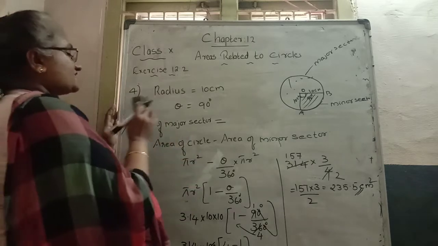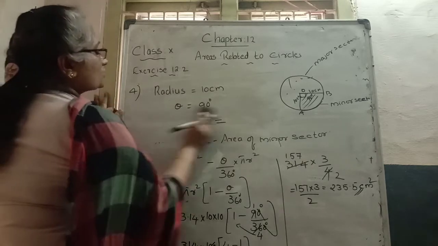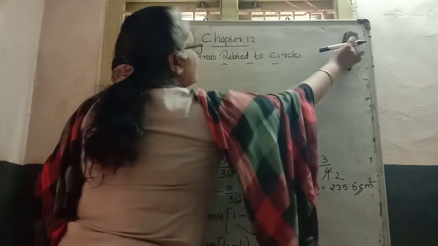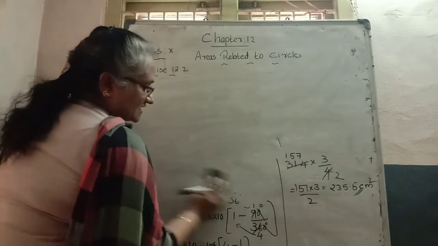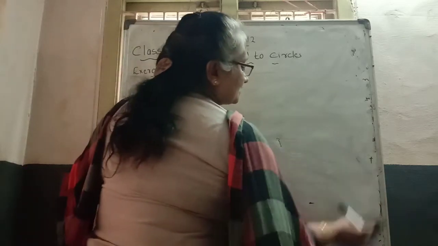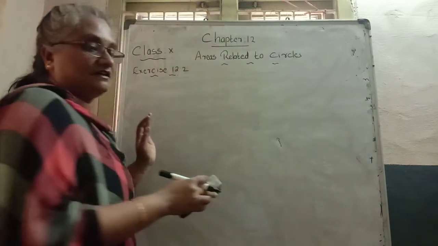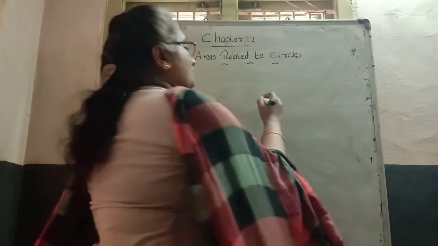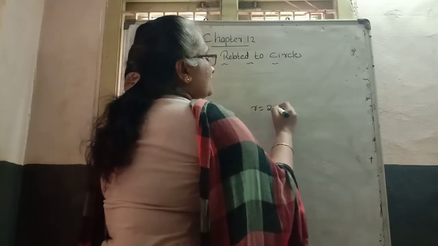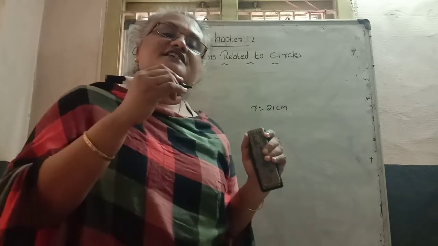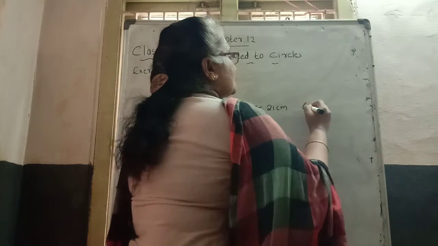One more question is there. That is the fifth question. The fifth question is in the same way. The radius is given, the r value is given as 21 centimeter. At the center of the circle they make an angle of 60 degree.